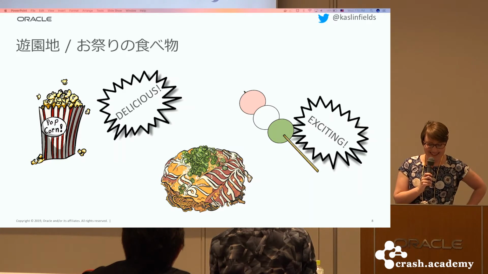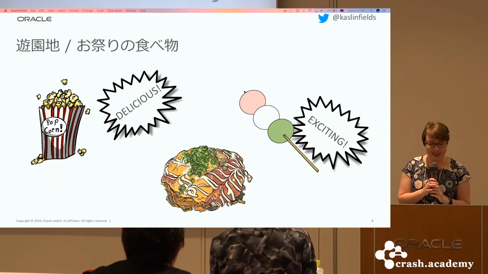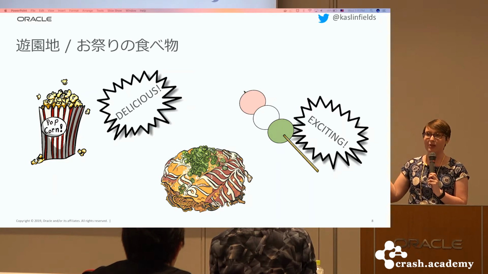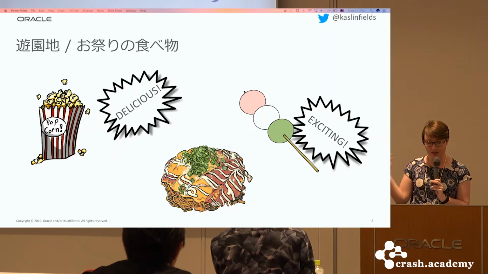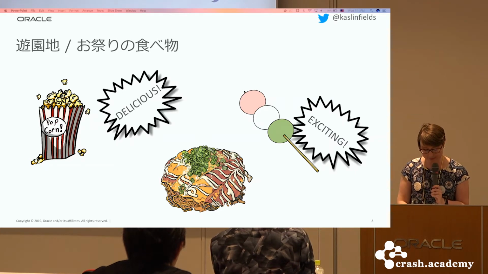So, delicious and exciting food. Today we're going to talk about these different types of cloud-native technologies as different types of food that you might see at a festival or an amusement park. And we're going to compare some of the key features of those technologies to key features of the foods.